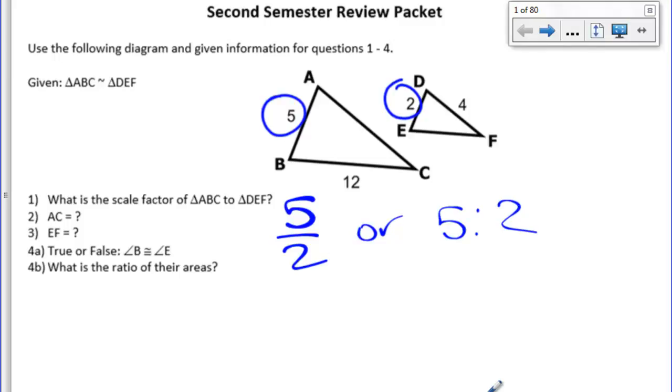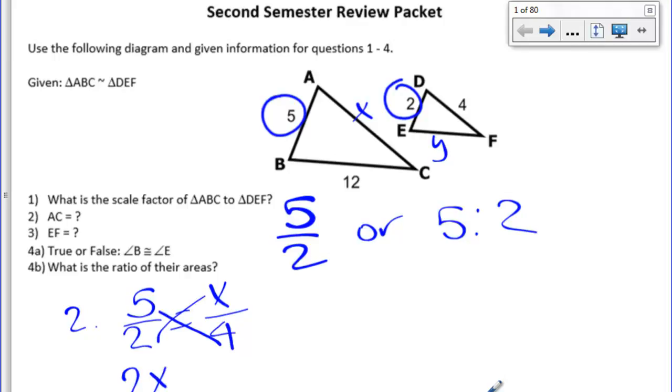For 2 and 3, we can use our scale factor. Let's label AC X and EF Y. So to find AC, I would say 5 over 2, and that's equal to X over 4. Cross multiply, we get 2X equals 20. And once you divide by 2, you get X equals 10.